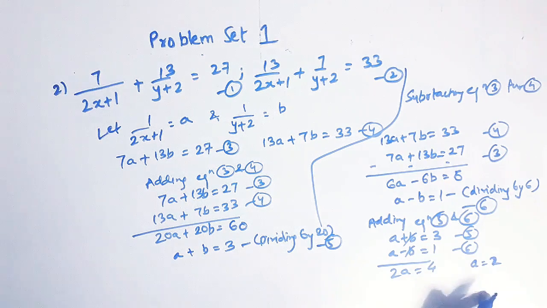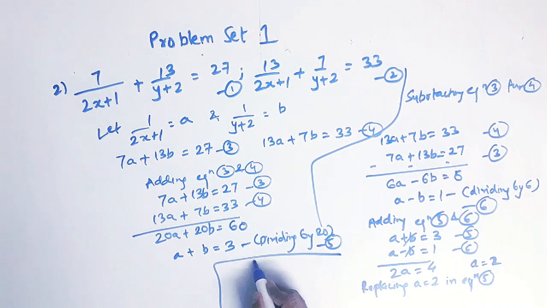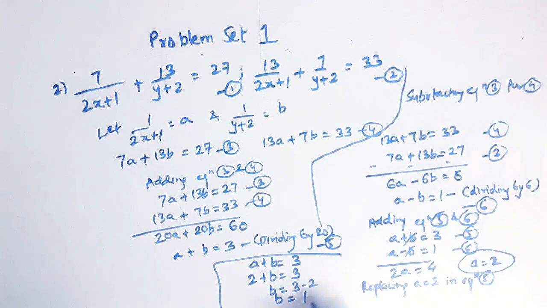Okay, once we got a equals to 2, we can substitute this, replacing a equals to 2 in equation 5. Okay, so I'll write equation 5. Here I'll write a plus b equals to 3. So a is 2 plus b equals to 3, b equals to 1. Okay, so we got these two answers for a and b. I'll keep this and then we'll solve for x and y.